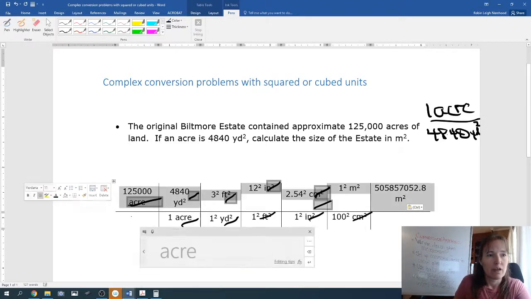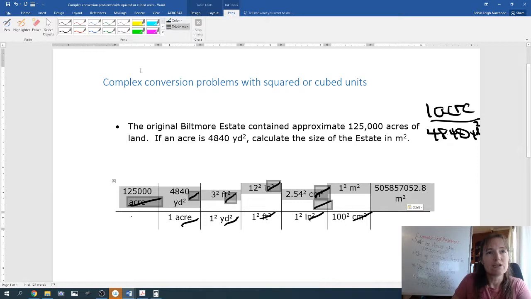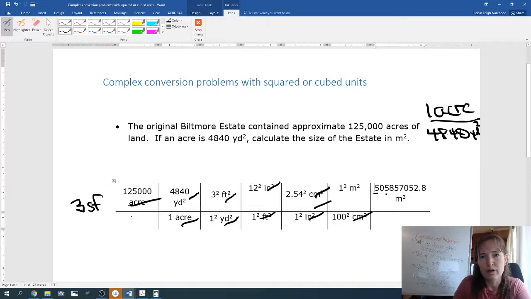So we need to round to 3 digits. We have 3 significant figures here, so we need to round to 1, 2, 3. So we need it to be 506, and then we still need it to be a really large measurement, so we need a bunch of placeholder zeros.